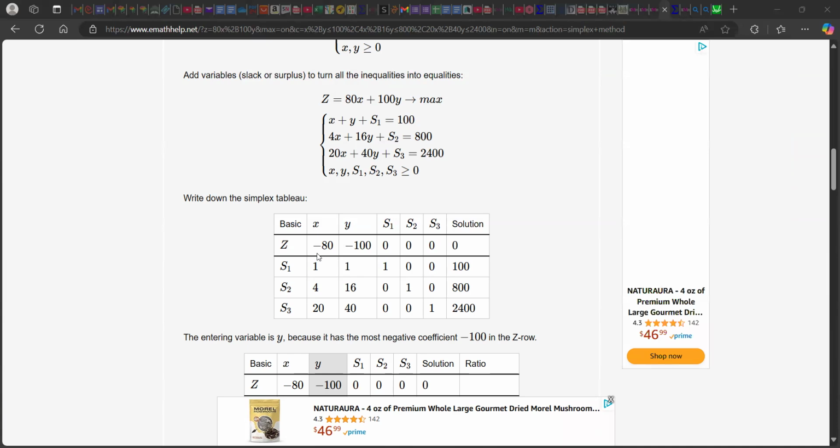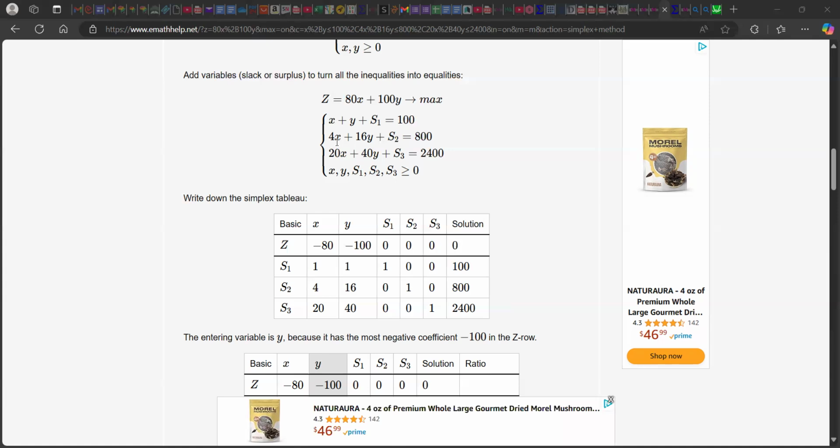So, okay, notice what numbers they have. They have minus 80, minus 100. So what's happening here? We actually take everything across the equal sign and make it equal to 0. So you have Z minus 80x minus 100y, right? And S1, S2, and S3, there's no slack variable in the objective function. And it's all equal to 0.